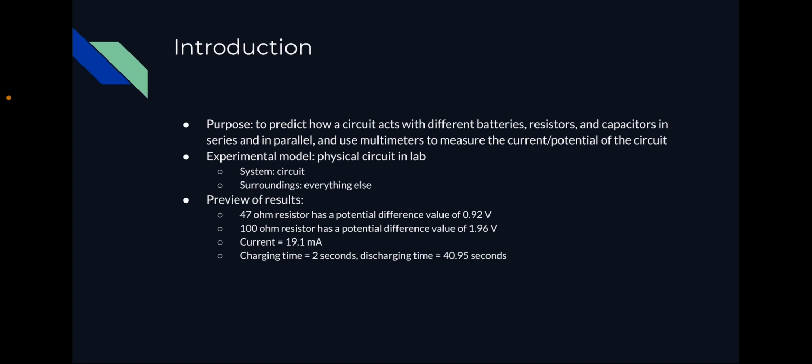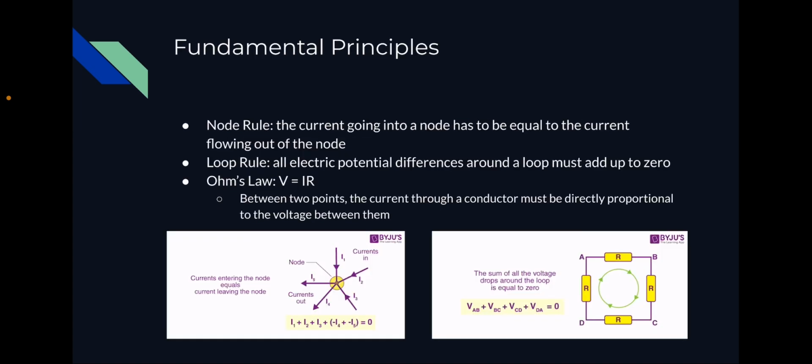everything else. And as a brief preview of the results, the 47 ohm resistor has a potential difference value of 0.92 volts. The 100 ohm resistor has a potential difference value of 1.96 volts. The current is 19.1 mA, and the charging time was 2 seconds, and the discharging time was 40.95 seconds.